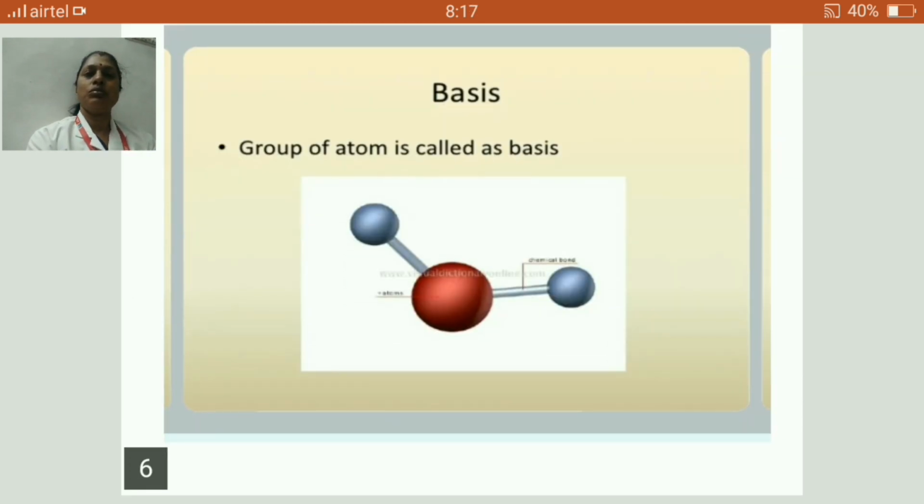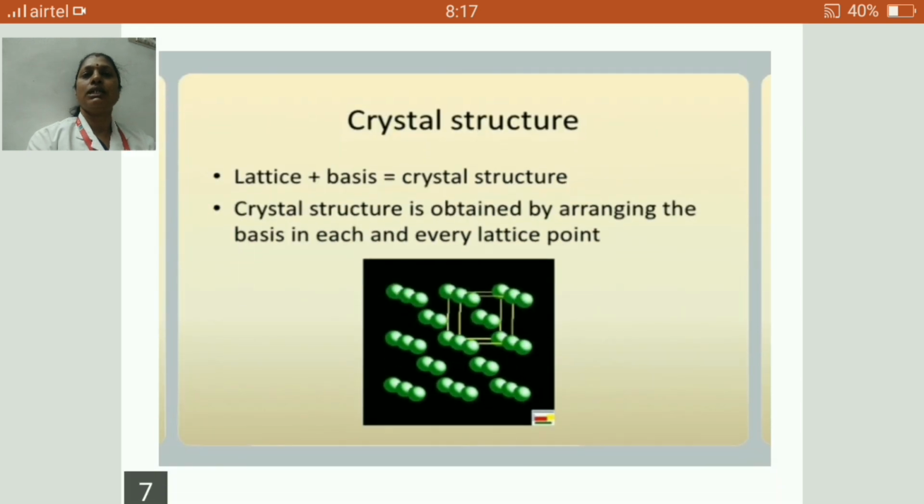The lattice point doesn't give information about how many atoms are at that particular lattice point, or the atom size. That is given by the term basis. A group of atoms at a particular lattice point is given by the basis. So crystal structure is nothing but lattice plus basis. When the lattice is combined with the basis, we get the crystal structure. The crystal structure is obtained by arranging the basis at each and every lattice point.